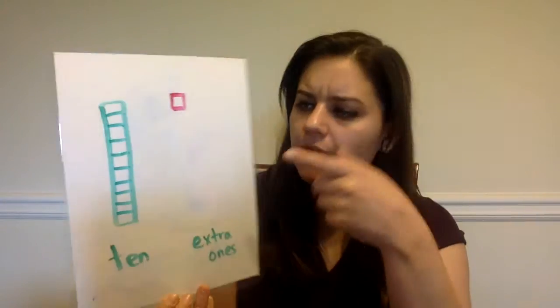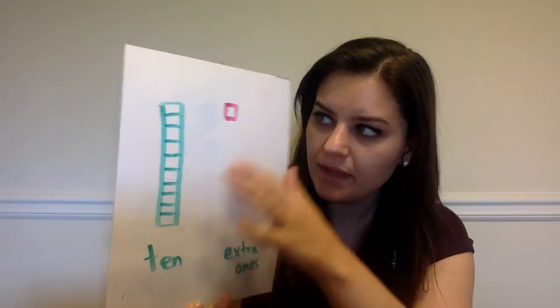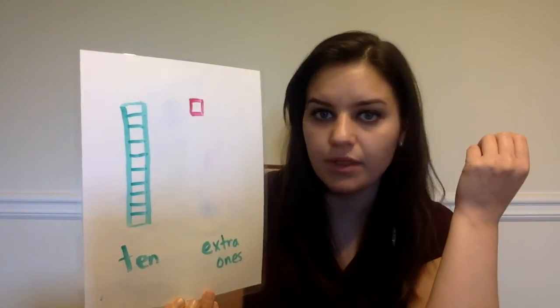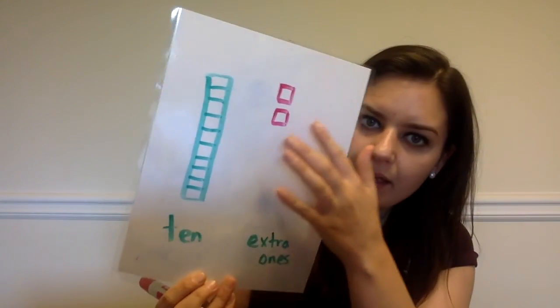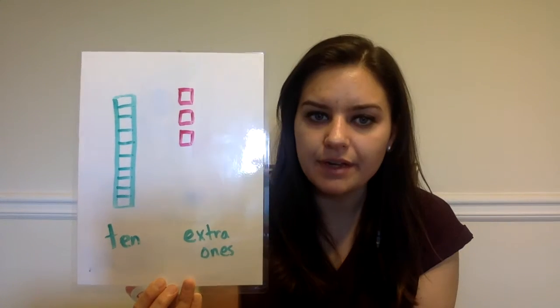We see that when we're looking at the 10 rod, it's a group of 10 and one extra one for the number 11. We can move on to number 12, which is going to be a group of 10 and two extra ones. We'll move on to 13, which is a group of 10 and three extra ones.